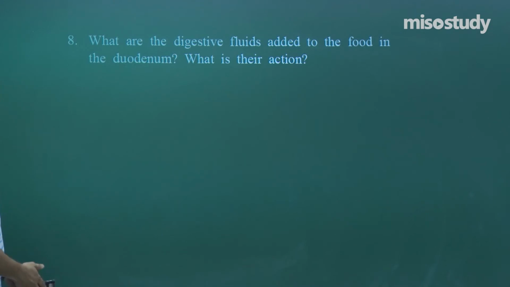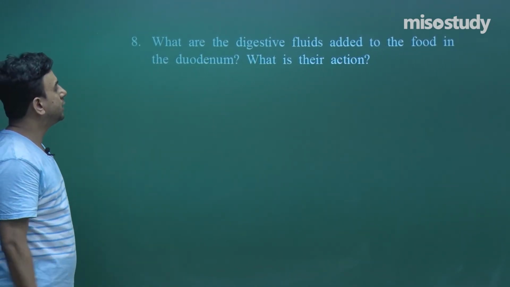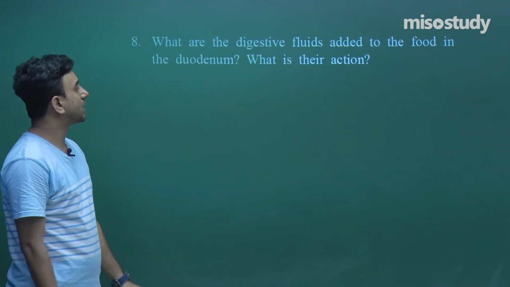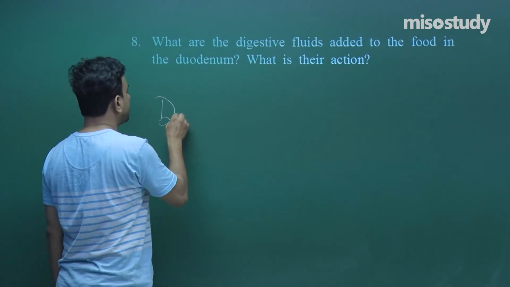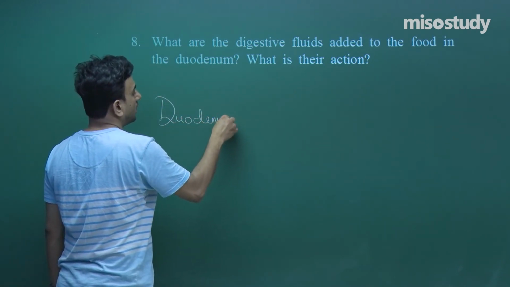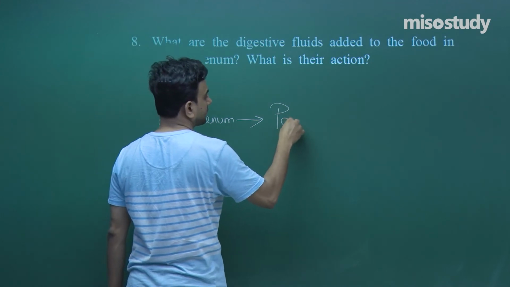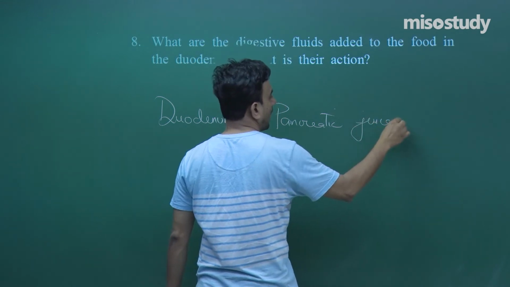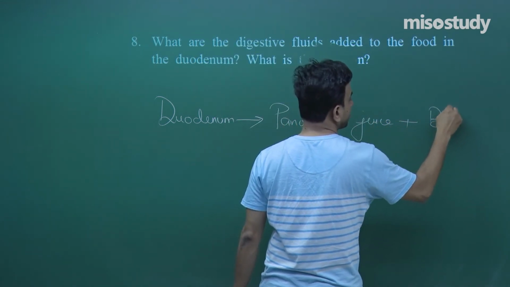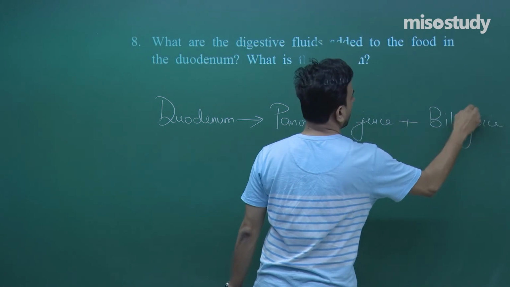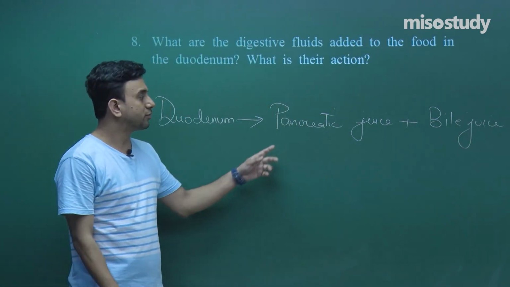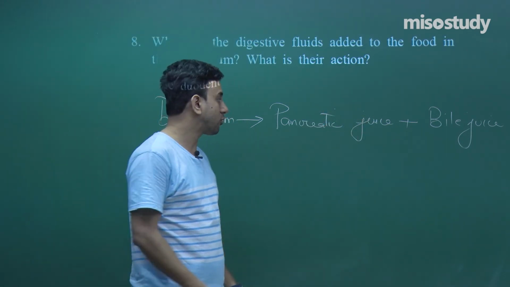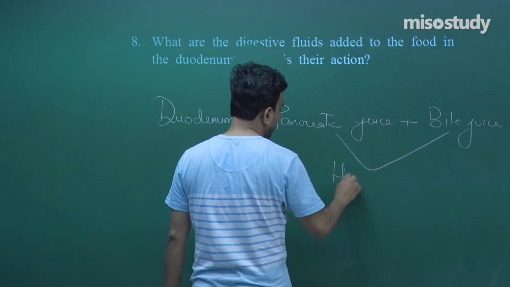What are the digestive fluids added to the food in the duodenum? What is their action? In the duodenum, the pancreatic juice and the bile juice are added. The pancreatic juice is coming from the pancreatic duct, and the bile juice too, so both are coming together by the hepatopancreatic duct.